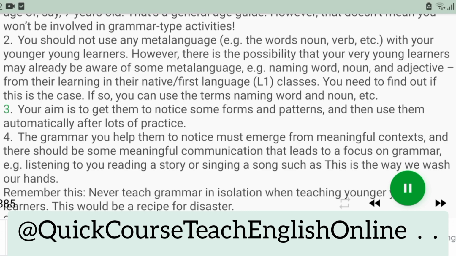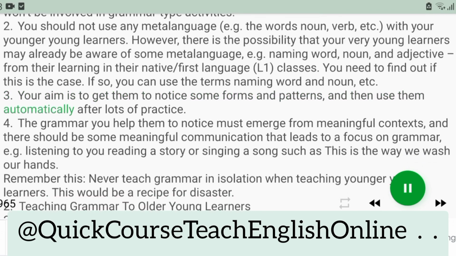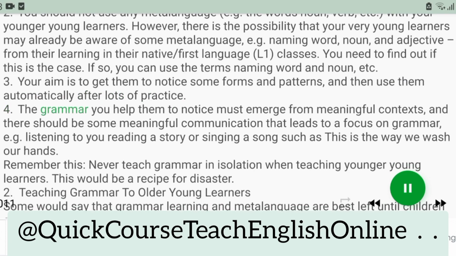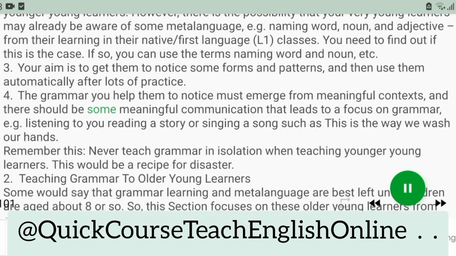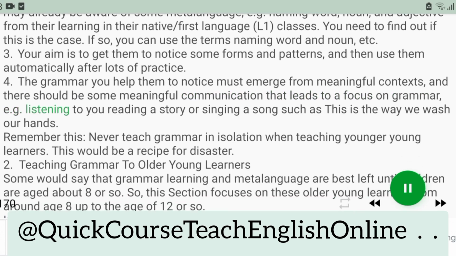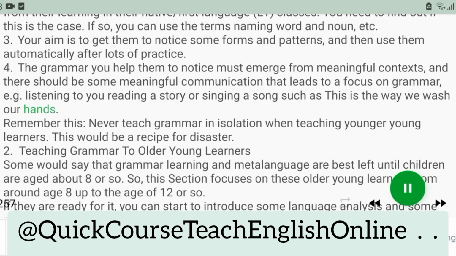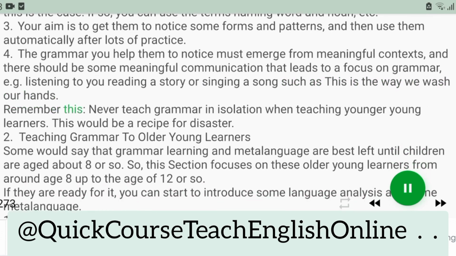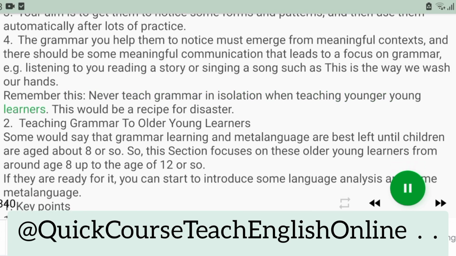3. Your aim is to get them to notice some forms and patterns, and then use them automatically after lots of practice. 4. The grammar you help them to notice must emerge from meaningful contexts, and there should be some meaningful communication that leads to a focus on grammar, e.g. listening to you reading a story or singing a song such as "This is the way we wash our hands." Remember this: never teach grammar in isolation when teaching younger young learners. This would be a recipe for disaster.